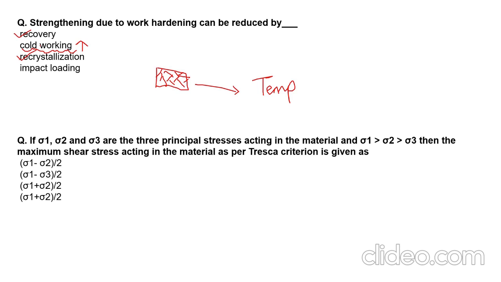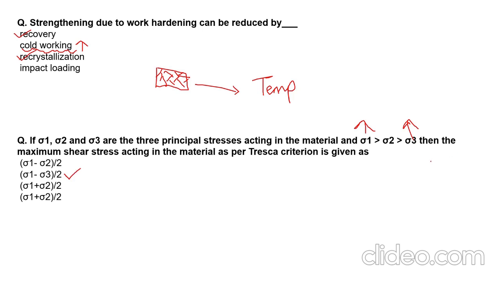Second option, right, because we have to see the highest and lowest stresses that are acting on the material. So we have this as the highest stress, and this as the lowest stress. The subtraction of your highest and lowest stress divided by 2, so you have to take the average of that, will help you in determining the maximum shear stress acting in the material. So option 2 is the right option.